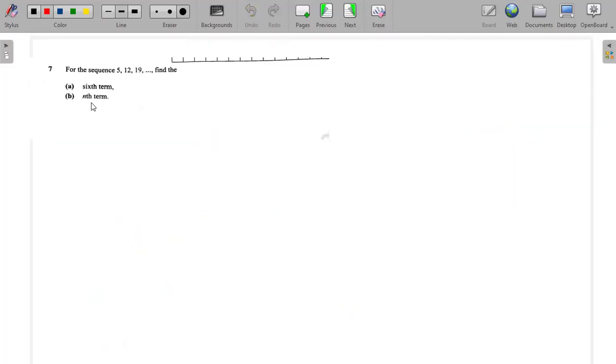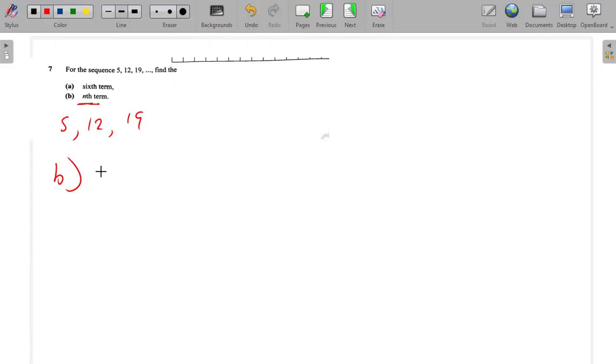Question number 7 is saying, for the sequence 5, 12, and 19, find the 6th term. So part A is asking us to find the 6th term, then part B is asking us to find the nth term. It will be easy for you to find the 6th term if you are able to find the nth term expression of the sequence. So for such a question, I'll start with part B and find the nth term there.